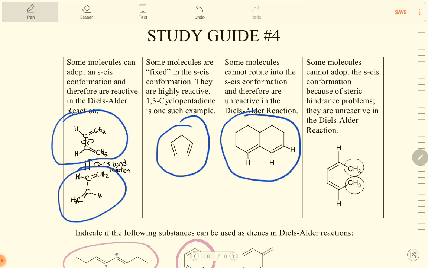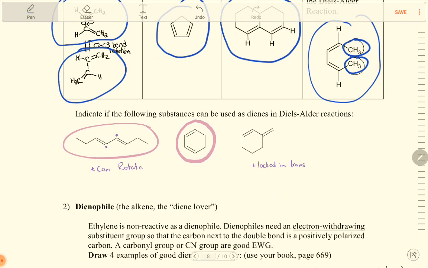And some molecules cannot adopt an s-cis conformation because of the steric hindrance problem. So they are unreactive in the Diels-Alder reaction. So there are some of those. Now indicate which of the following substances can be used as a diene in a Diels-Alder reaction. Now when you look at this one, at this point, yes, it can rotate. This one is locked in a trans position. One is this side, one is this side. So you can see this can be kind of difficult.